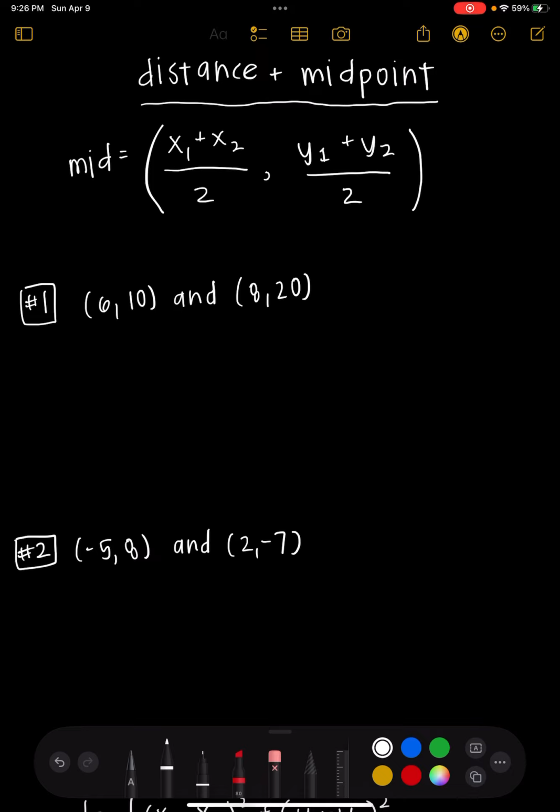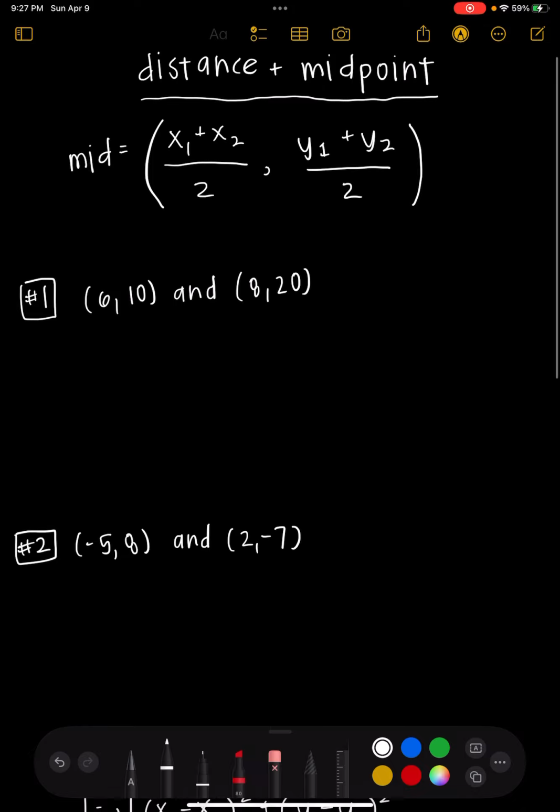The midpoint means it's right in the middle of the two points. So if I drew a line from point A to point B, that midpoint would be right in the middle of the two. And then the distance is the actual length between point A and point B. You're only going to have to find one or the other for each of these questions, so you definitely don't have to do both of them for each question.